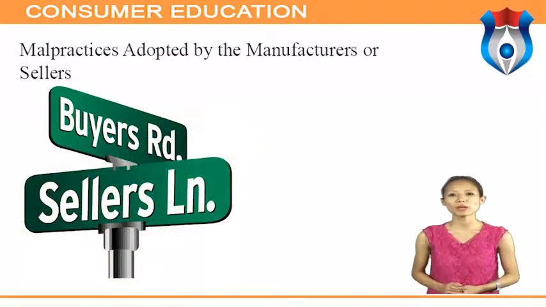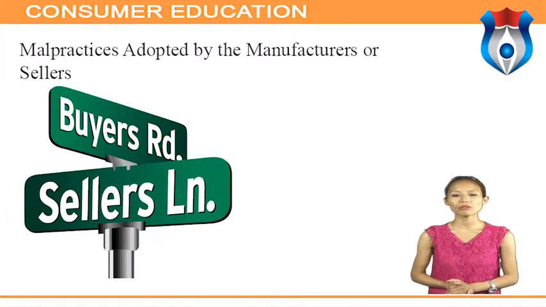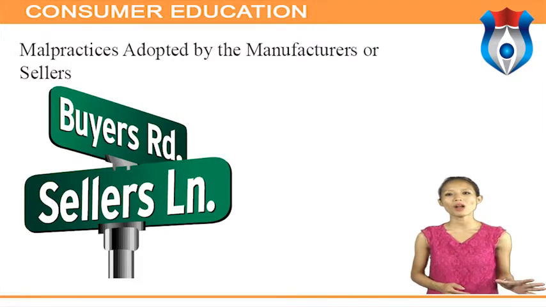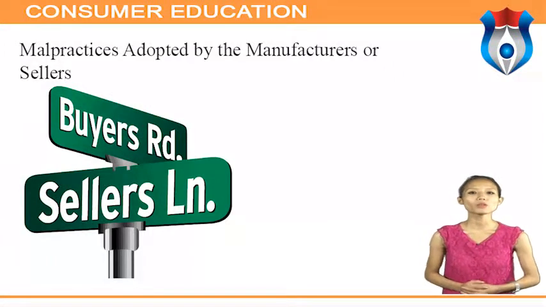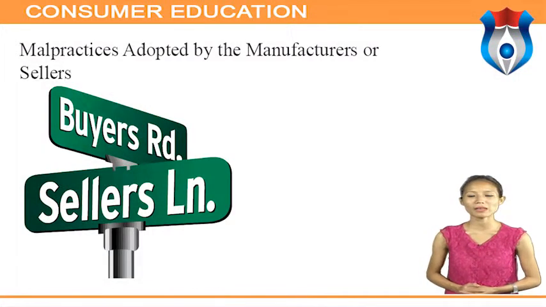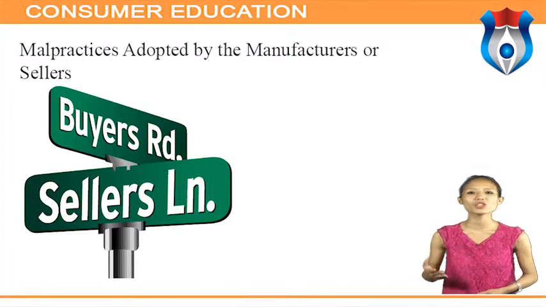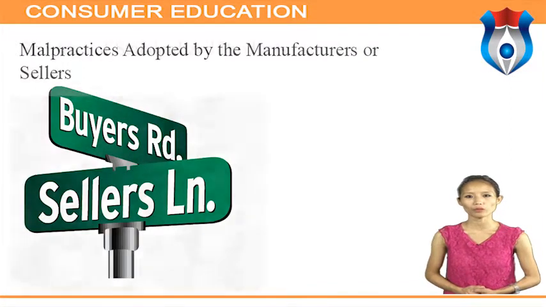Malpractices adopted by the manufacturers or sellers. Manufacturers or sellers lure the consumer to buy their products by adopting malpractices. Misleading schemes like free gifts or heavy discounts attract the consumer easily. In reality, the price is inflated in the first place and then discounts of 20% to 50% are offered. There is no change in prices in reality. Sometimes a producer imitates the color, shape and name of a popular brand available in the market. Thus, the consumer is cheated and he purchases an inferior good in place of the standard one.